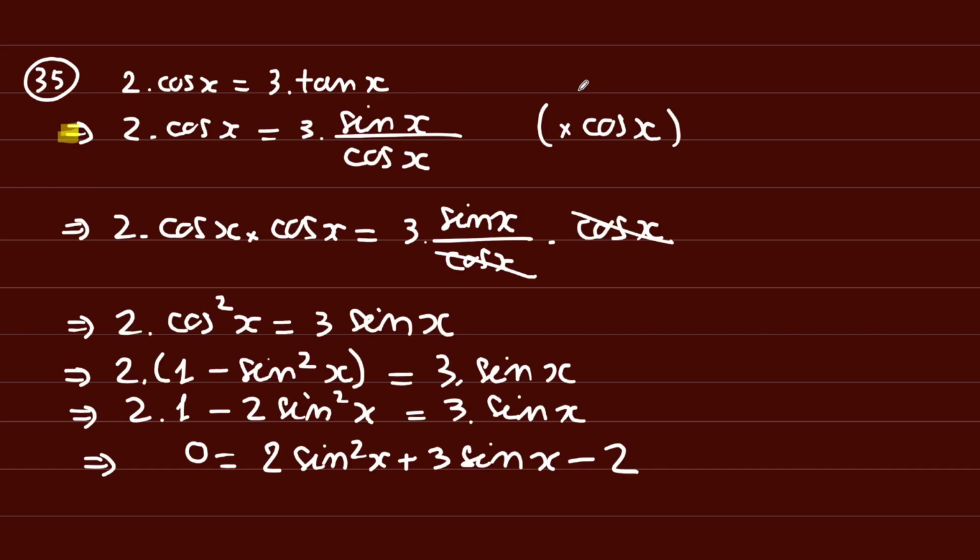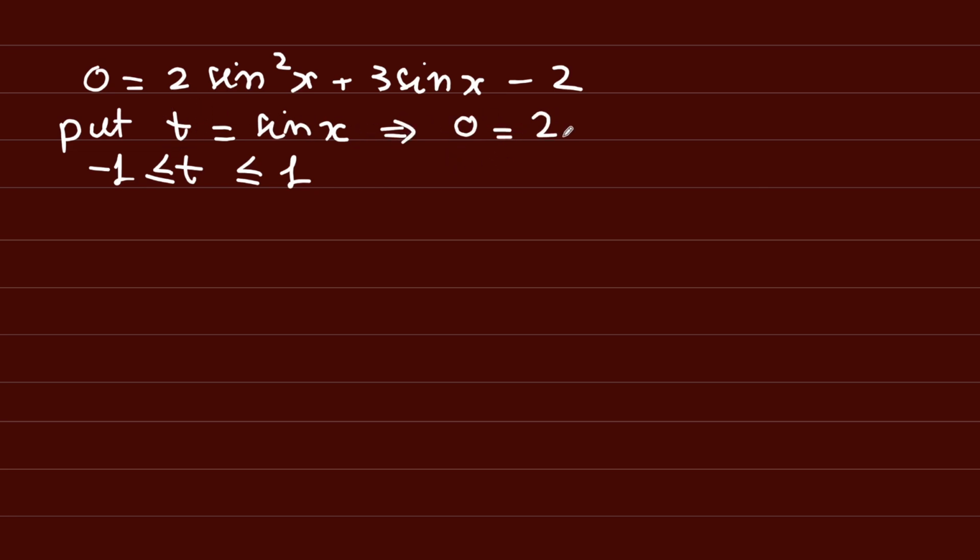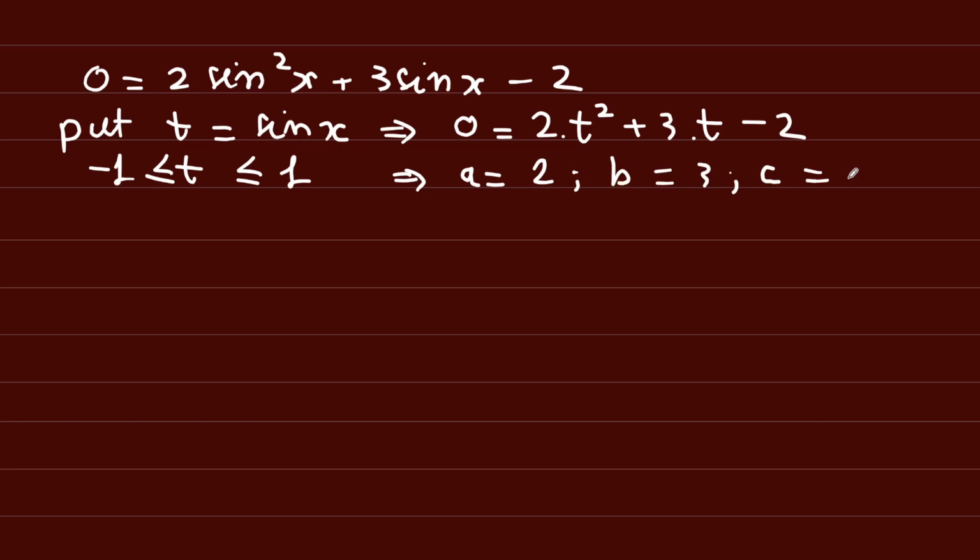Is that true? Let me check again. Yeah, I think so. And you put t equal to sine x, and t is greater than or equal to minus 1 and less than or equal to 1 now. And here you can see after we substitute t equal to sine x, you will get 2 t squared plus 3 times t minus 2. About this quadratic equation, you got the values of 3 coefficients: the first one a, the second one b, and the last one c.